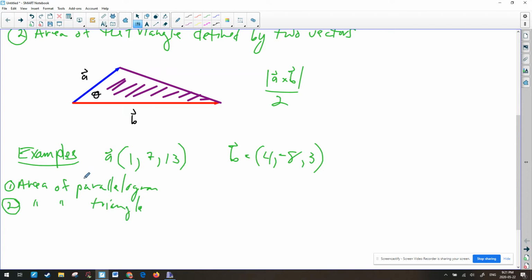And then question 3 is going to be, what is the angle between A and B?